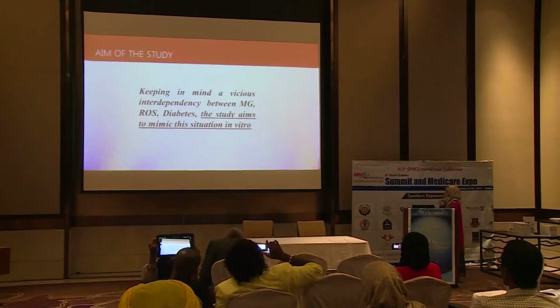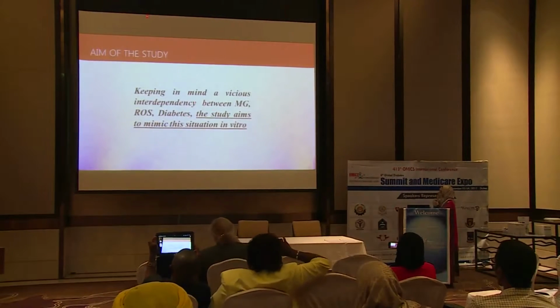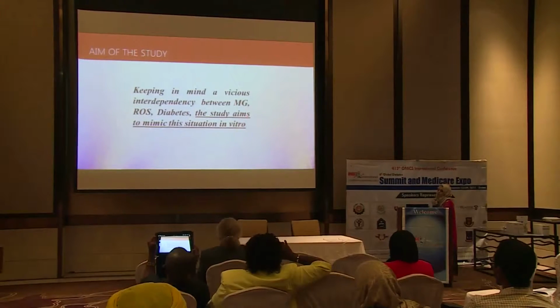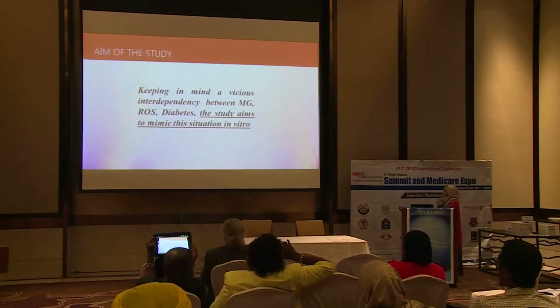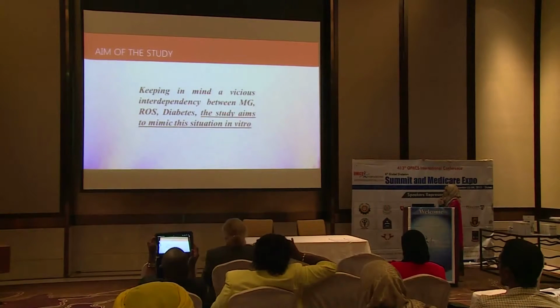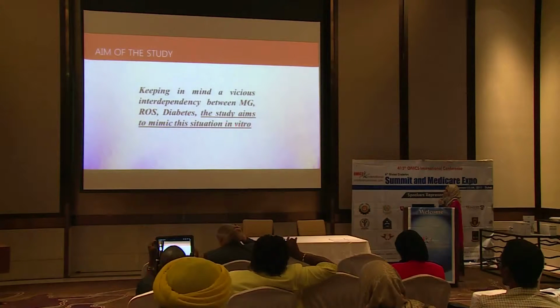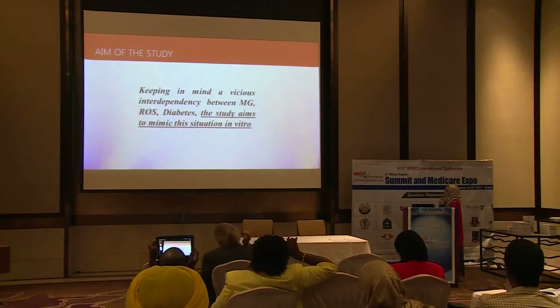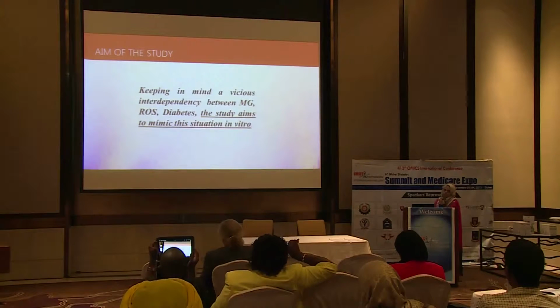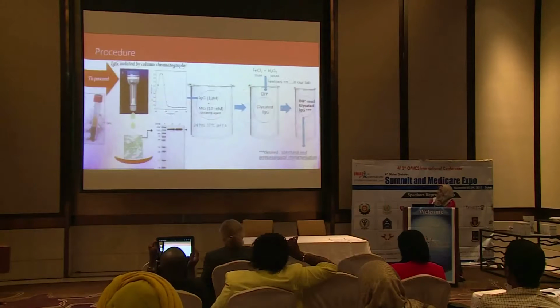Now, the aim of our study is this: because there is a vicious interdependency between glycation, oxidation and diabetes, we have taken a glycating agent, methylglyoxal, and a hydroxylating agent, a reactive oxygen species, that is hydroxyl radical, and we have seen the role in diabetes. So the study aims to mimic this situation in vitro. We have worked on the protein IgG and we have modified it with a glycating agent and an oxidizing agent.